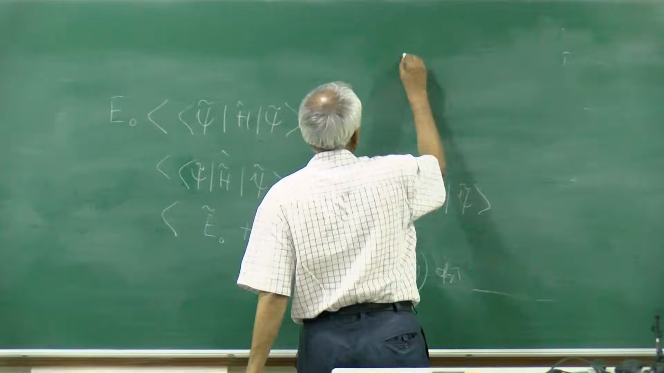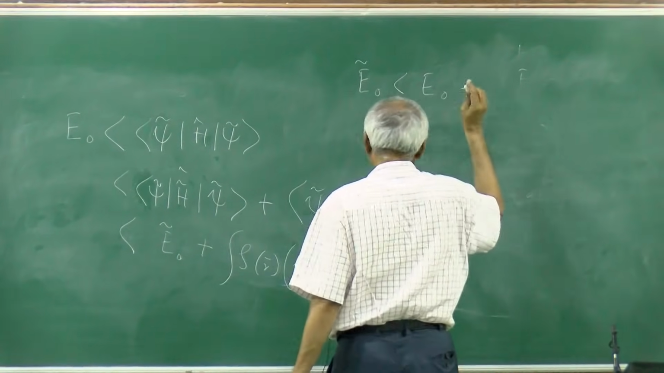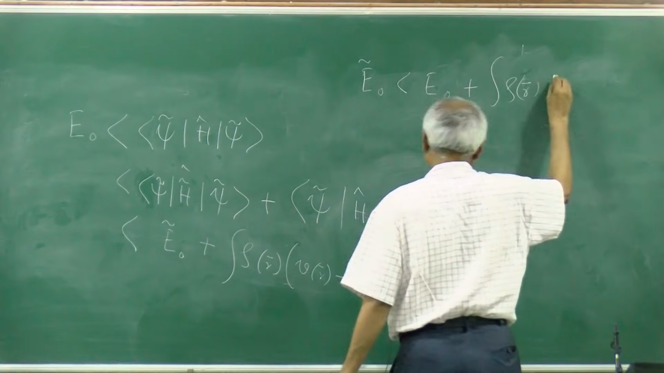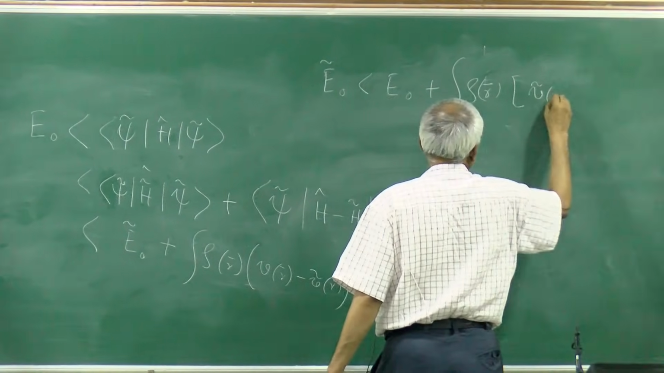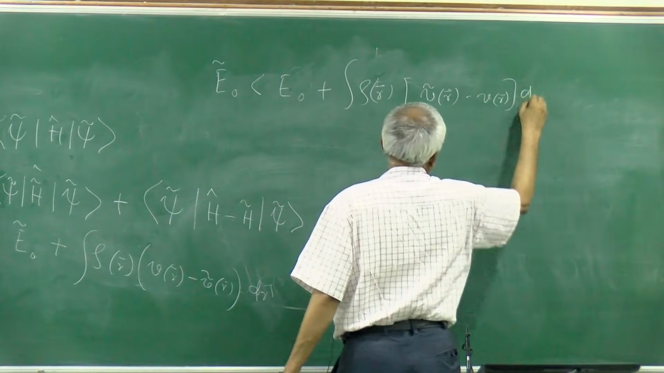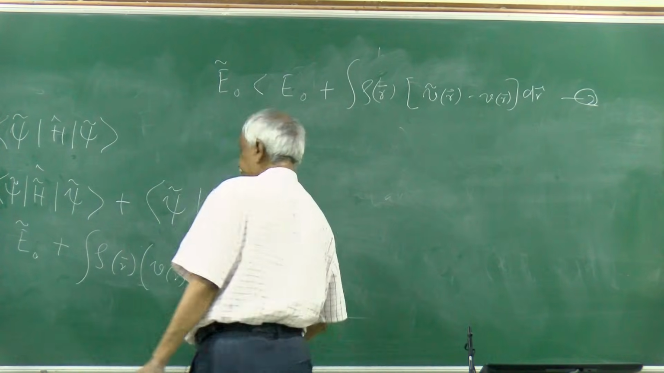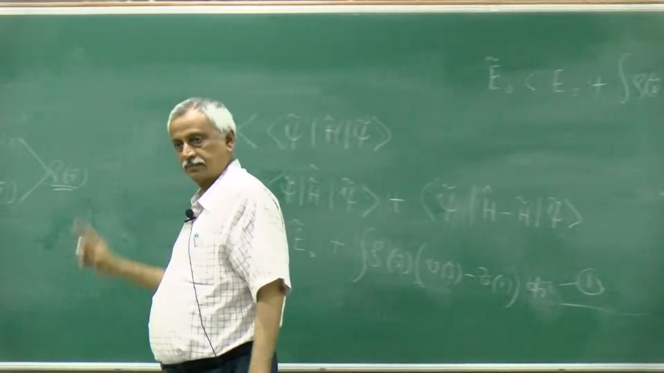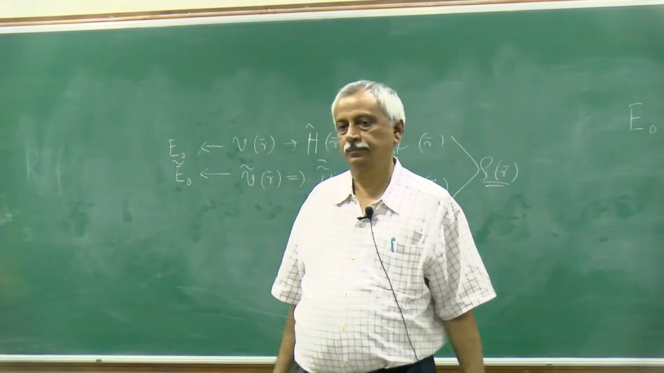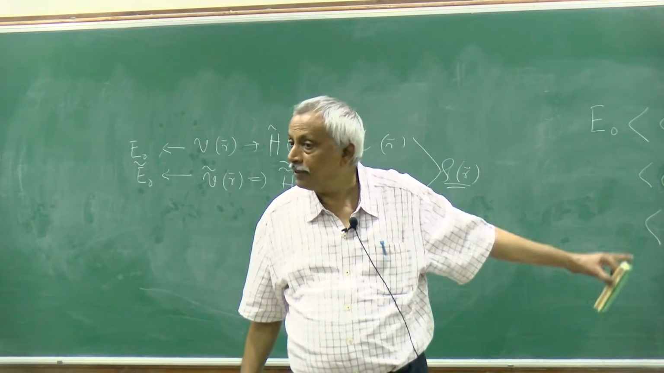So, you will get E0 tilde is less than E0 plus the integral of rho r times V tilde r minus Vr dr. Let us say this is number 2, this is number 1. Okay, are you getting that? Simply we have just reversed the conditions. If you add 1 and 2, what do you get?